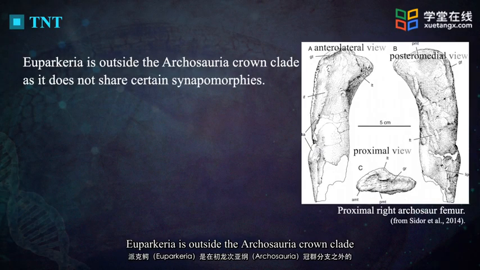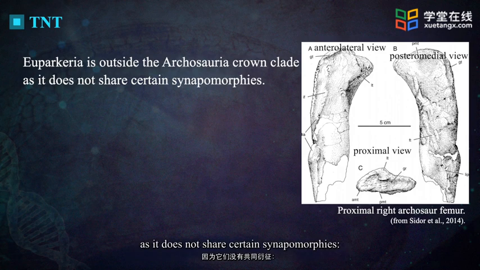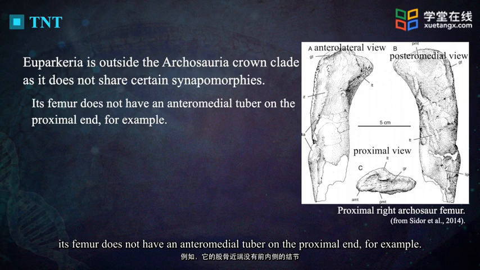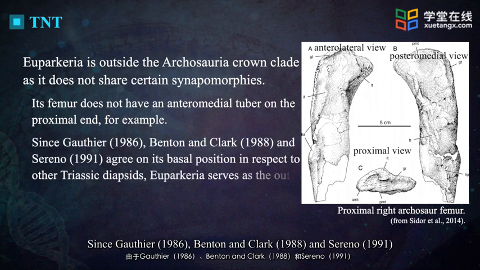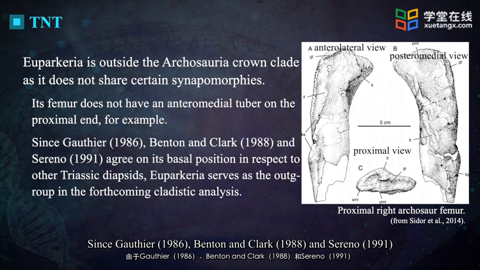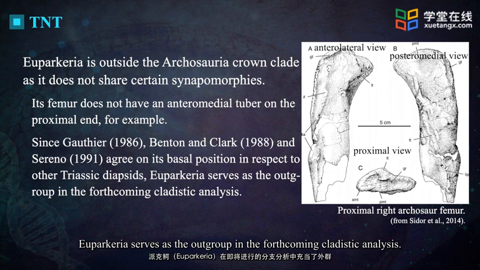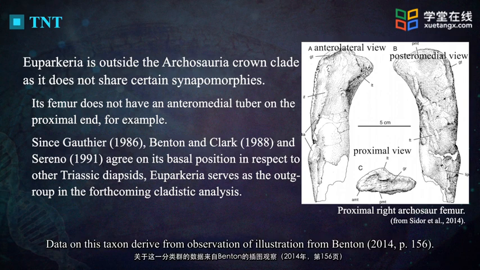Euparkeria is outside the Archosauria crown clade as it does not share certain synapomorphies. Its femur does not have an anterior medial tuber on the proximal end, for example. Since Gauthier 1986, Benton and Clark 1988, and Sereno 1991 agree on its basal position in respect to other Triassic diapsids, Euparkeria serves as the outgroup in the forthcoming cladistic analysis. Data on this taxon derived from observation of illustration from Benton, 2014, page 156.